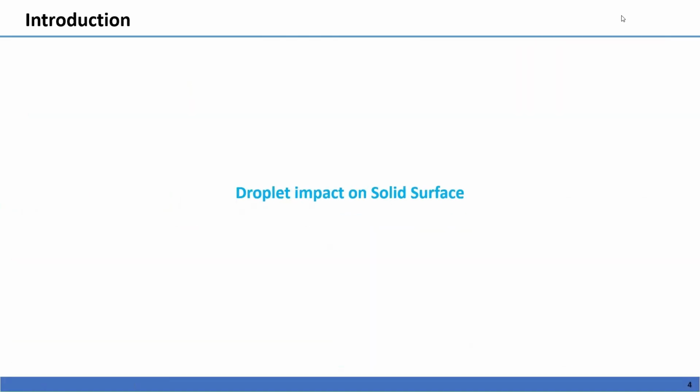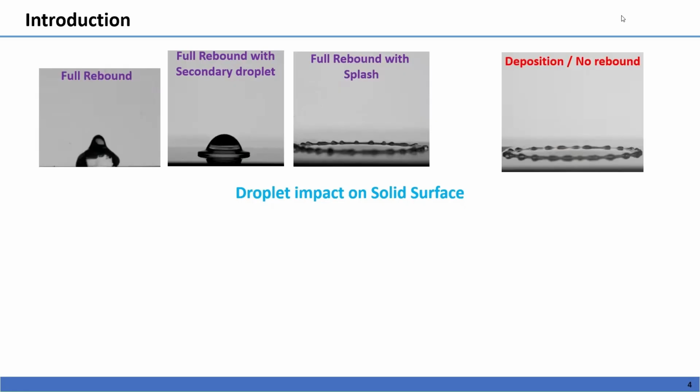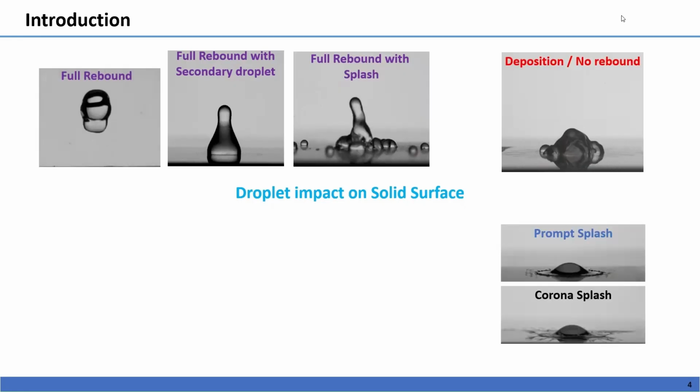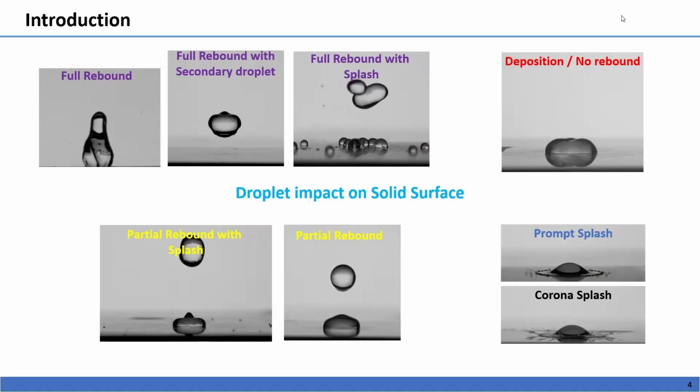The physics of this droplet impact can be studied on liquid as well as on solid surfaces. For our experiment, we focused our interest on the droplet impact on the solid surfaces. When the droplet hits the solid surfaces, it gives the following outcomes: the full rebound with the secondary droplet, full rebound with splash, deposition, prompt splash, corona splash, partial rebound, and partial rebound with splash.